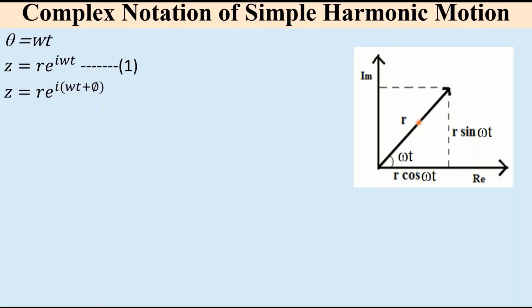So in the equation e to the power i theta, if theta is equal to 90 degrees, then e to the power i 90 is equal to cos 90 plus i sin 90, that is equal to i.